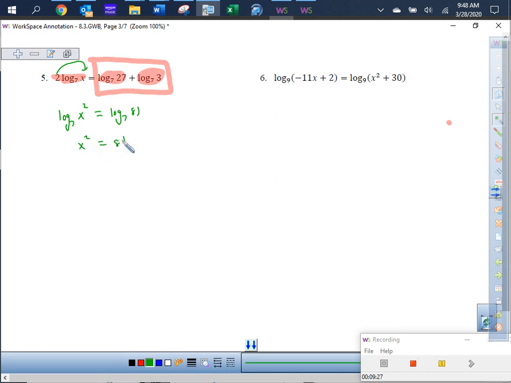This is quadratic, but we don't need to factor it because there's no x to the first. We can just do the square root property. And x could equal 9 or -9. Remember the old plus or minus when you square root somebody.